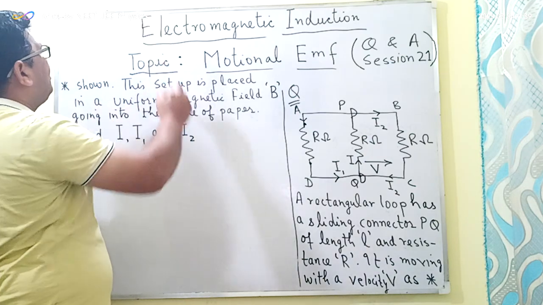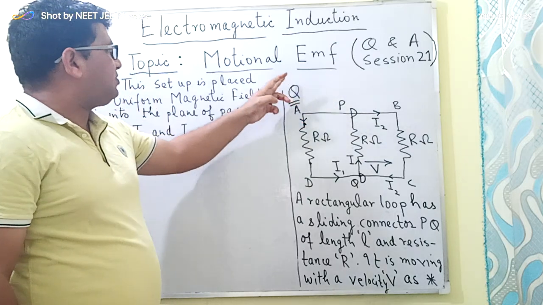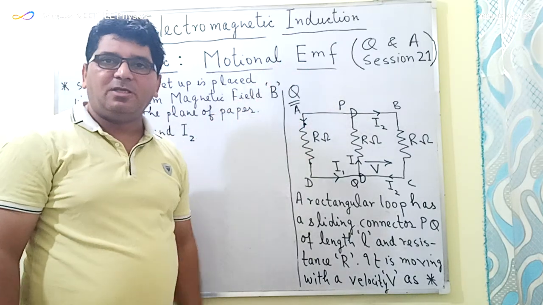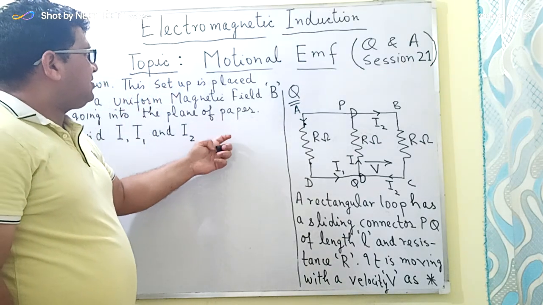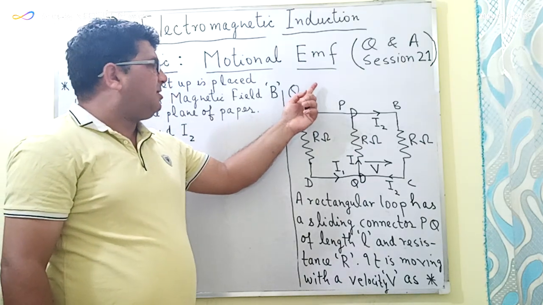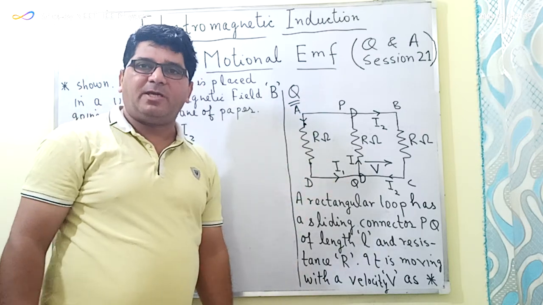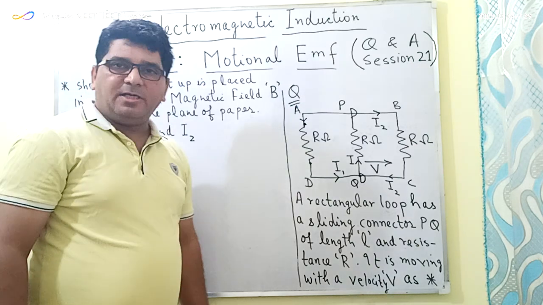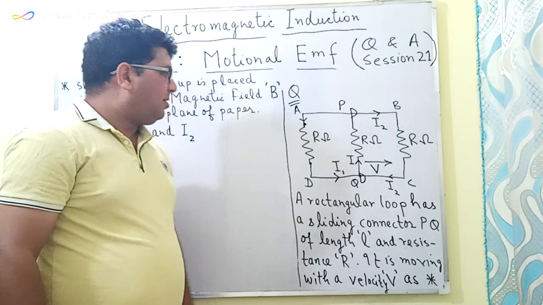The topic is the motional EMF, and this session is based on session number 6, in which we have studied this topic. We studied that an EMF is induced in a conductor when it moves with a certain velocity in a magnetic field region, and because of that induced EMF, an induced current is also set up.